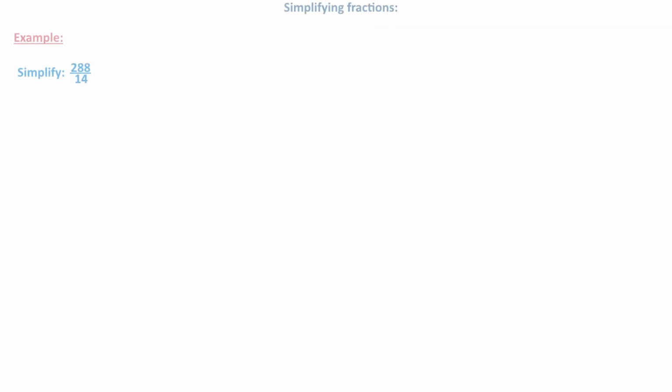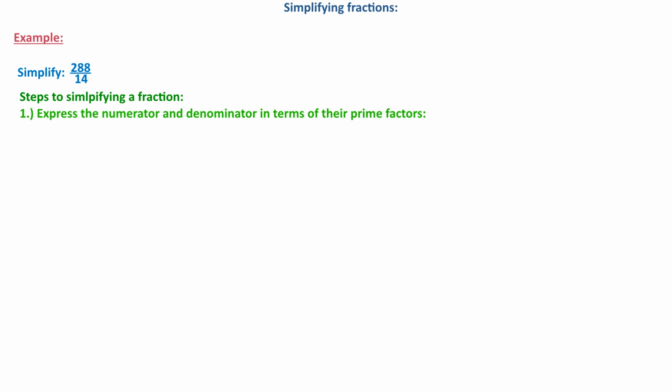Let's try and write 288 over 14 in its simplest form. For this example, I'm going to walk you through a really simple 3-step process that will let you simplify any fraction with ease. For step 1, we just have to express the numerator and the denominator in terms of their prime factors. If that doesn't make any sense to you, just go and watch the lesson on prime numbers and you'll see how we do it. It's a really, really simple process.